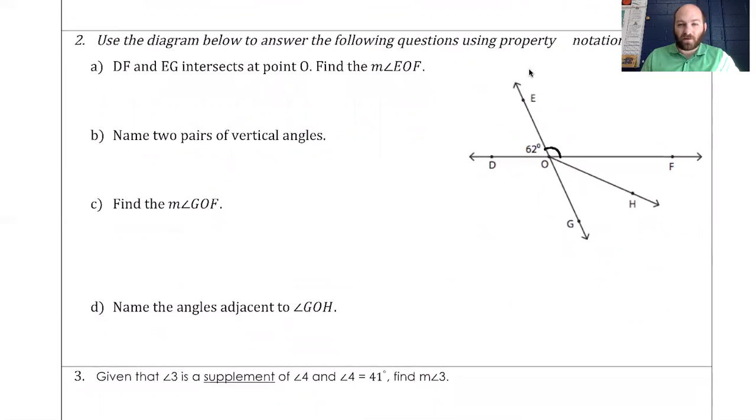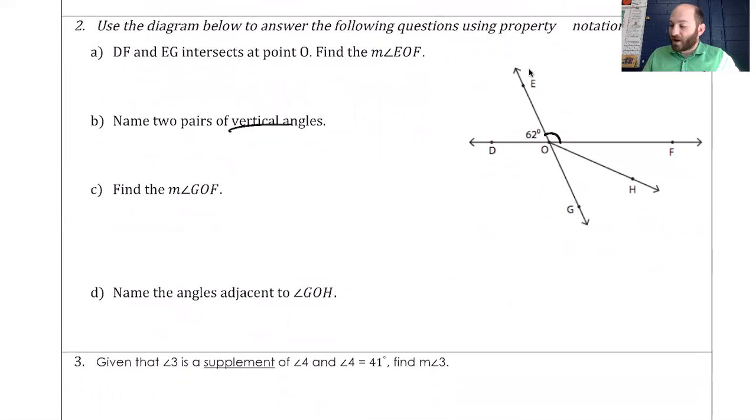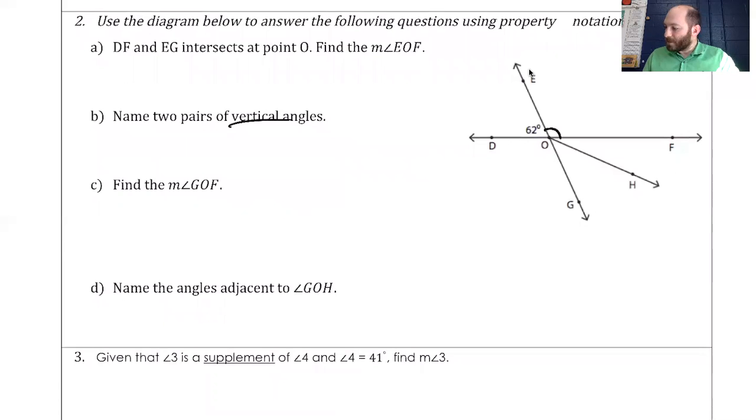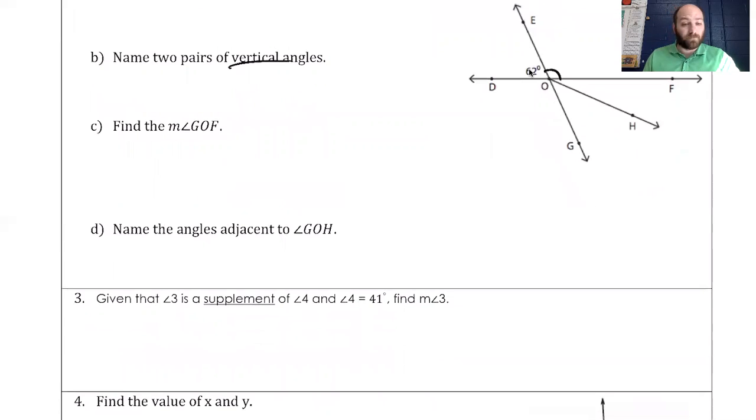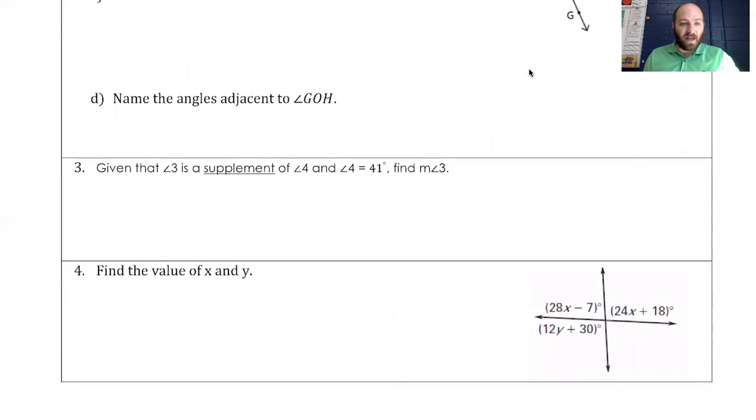Let's see here, 2 pairs of vertical angles. Think of it like this. If I take away OH, you should be able to find 2 pairs of vertical angles. Finding measures of the angles is going to be split up in a variety of ways. Given that angle 3 is a supplement of angle 4, and angle 4 is 41, find the measure of angle 3, very similar to work I already did.